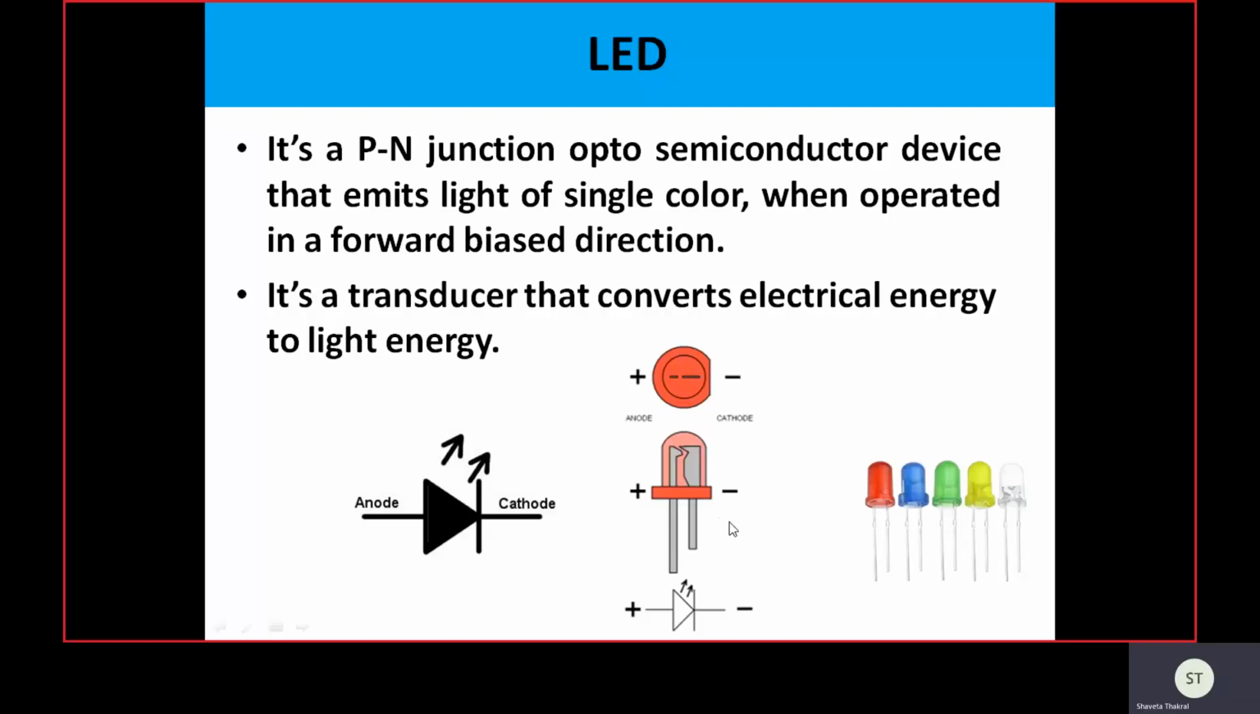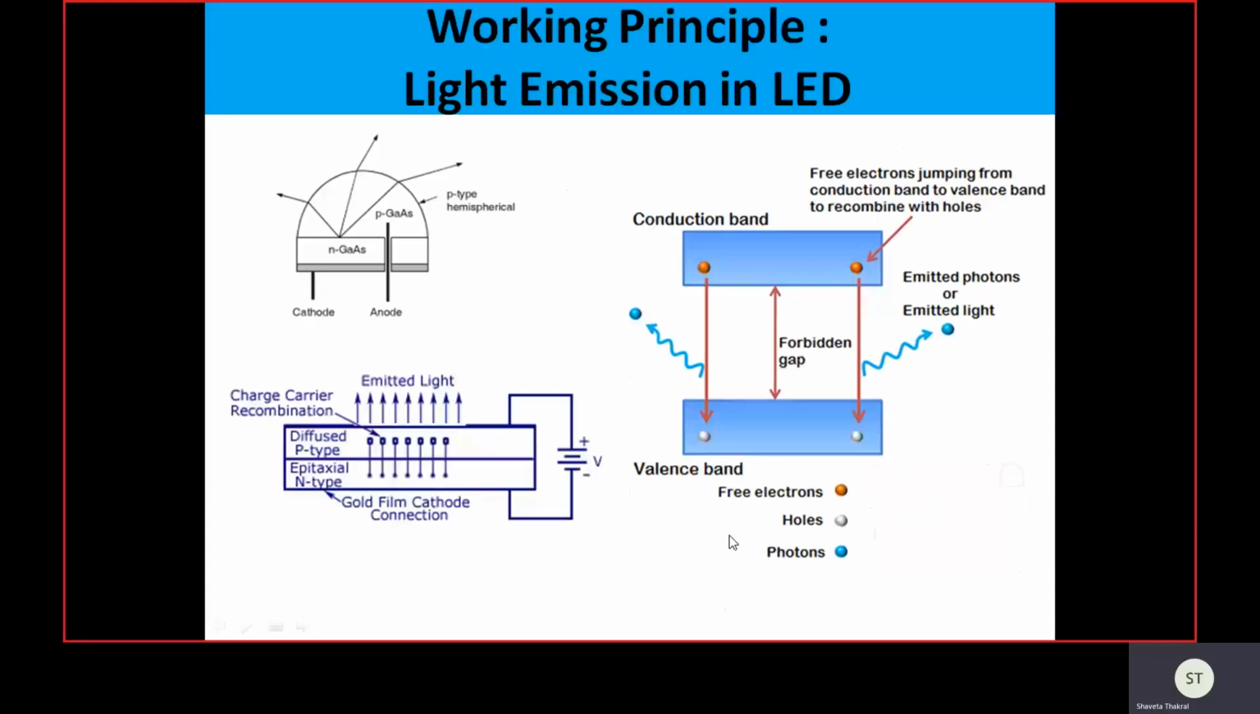And we need to carefully identify the two terminals, because LED emits light, as we have discussed, under the condition it is forward biased. For applying forward biasing, the P type should be connected with the positive potential of the battery and the N type should be connected with the negative potential of the battery. So to operate LED during forward biasing, we must be clear about the two leads of the LED.